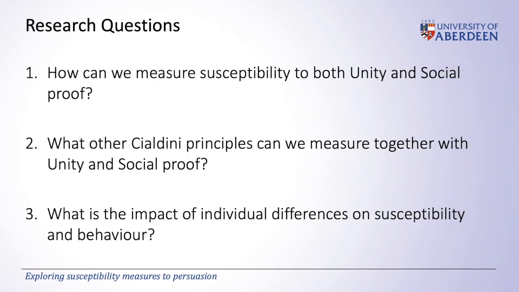Our research is guided by the following research questions. How can we measure susceptibility to both unity and social proof? What other Cialdini principles can we measure together with unity and social proof? And what is the impact of individual differences on susceptibility and behaviour?